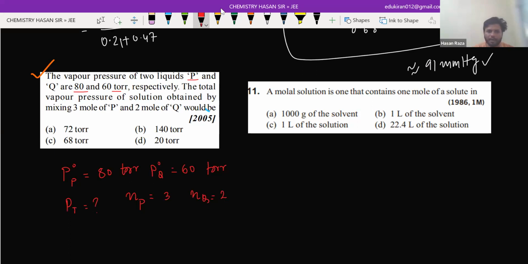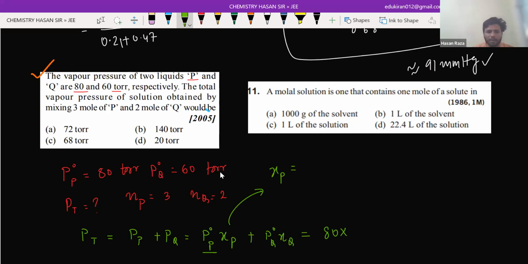Now what we need to do is very simple. To calculate total vapor pressure, that will be equal to partial pressure of P plus partial pressure of Q. And partial pressure of P will be equal to pure pressure of P into mole fraction of P, plus partial pressure of Q will be equal to pure pressure of Q into mole fraction of Q. Now pure pressure of P is given as 80 into mole fraction of P. Mole fraction of P, you can easily calculate, number of moles of P, that is equal to 3 upon total number of moles, that means 3 plus 2, that will be equal to 5. So you are going to multiply 80 by 3 by 5 plus pure pressure of Q.